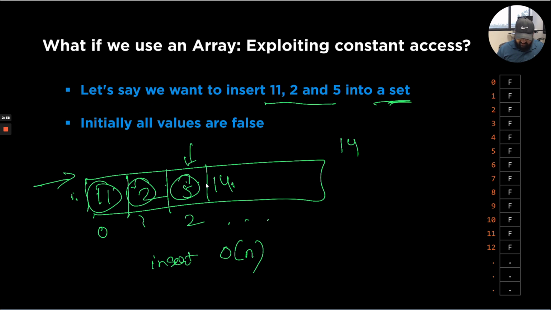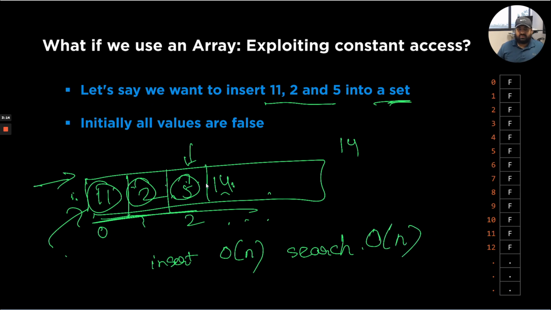Another reason is that if we used this mechanism and were doing a search, we would have to go through the entire array because elements are just randomly stored in the array. So that would again be O(n).